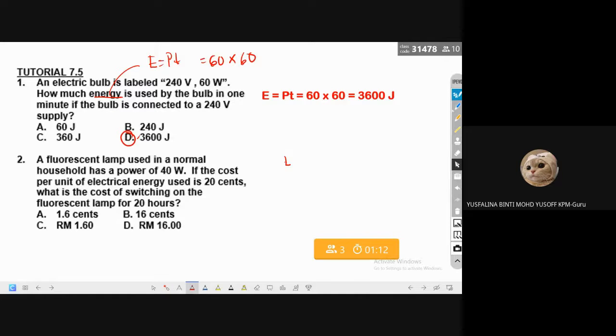So E equals power times time, and also the 20 cents, 0.2.